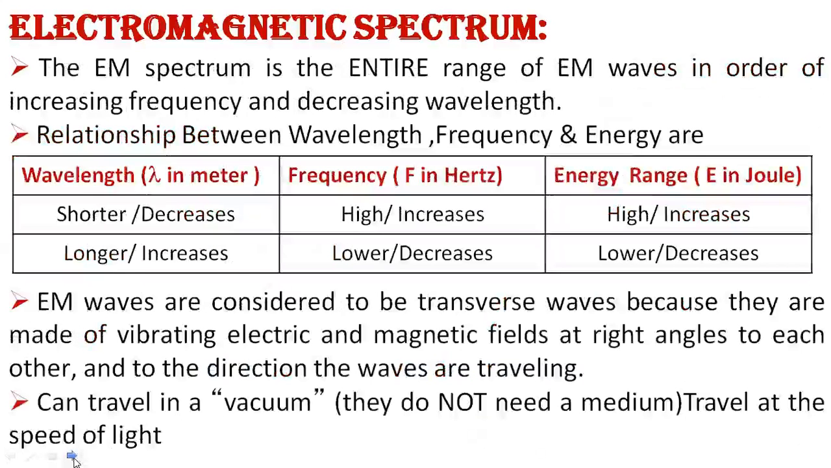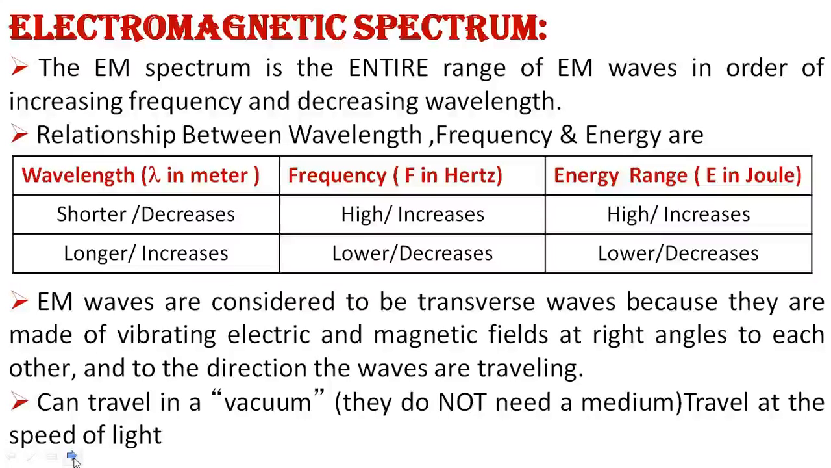The EM spectrum, the electromagnetic spectrum, is the entire range of EM waves in order of increasing or decreasing frequency. Here is the correlation between frequency and wavelength. The relation between wavelength, frequency and energy: the first column is the wavelength in meters, the second is the frequency in hertz, and the third column is the energy range in joules.